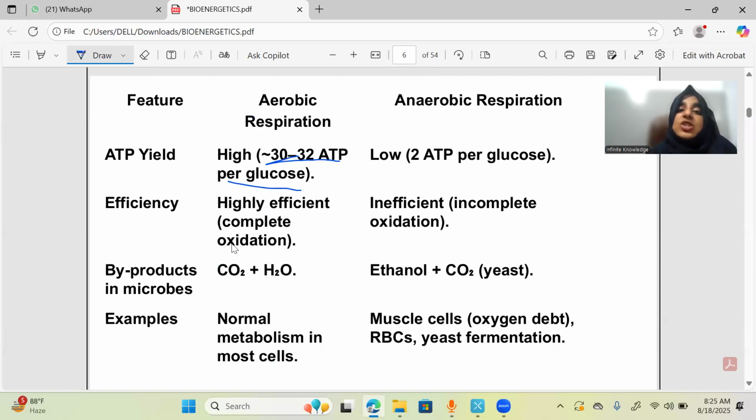And anaerobic respiration produces low ATP, which is 2 ATP per glucose. So you see that the number of ATPs, the amount of energy produced, is very less. Efficiency, when we talk about that, aerobic respiration is highly efficient. This is inefficient. Why is it inefficient?